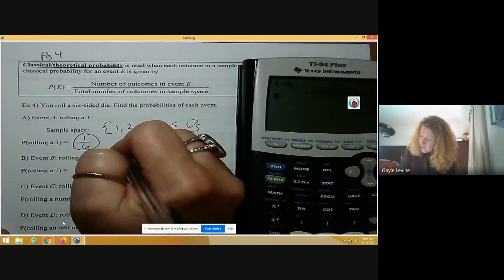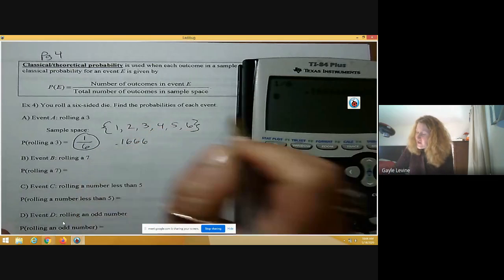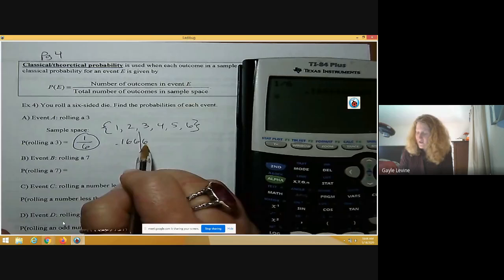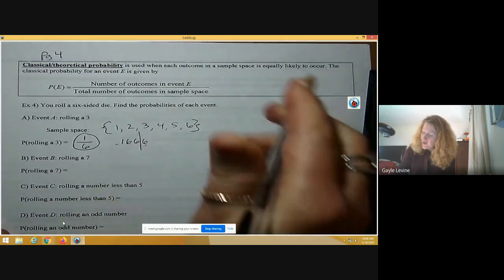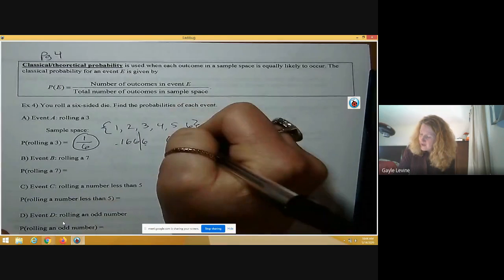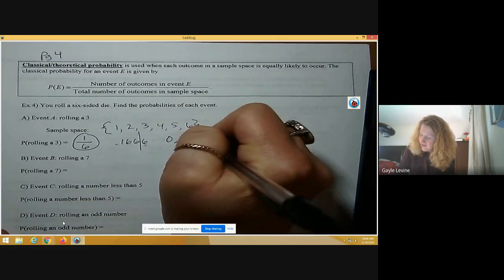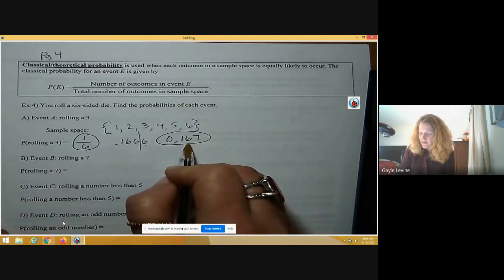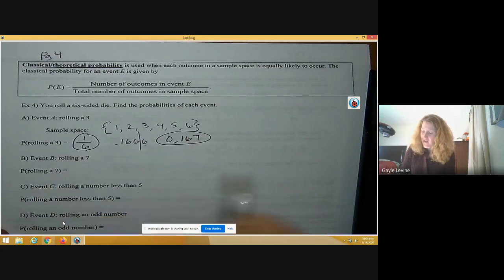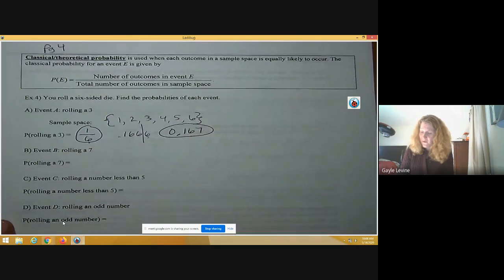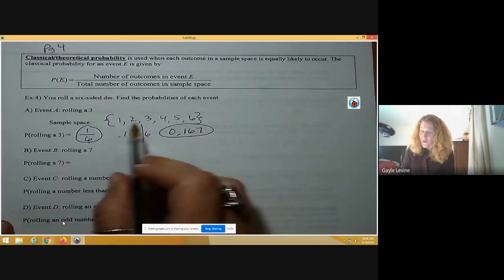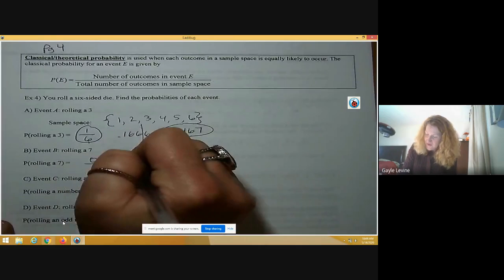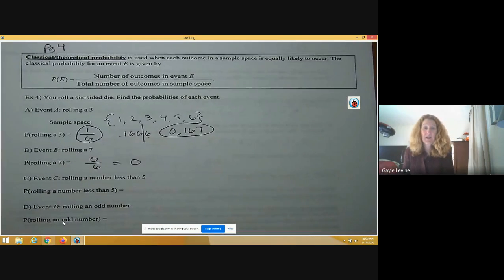So I have 0.1666. So the next number was a 6. So that's going to round this up to a 7. So by 3 decimal places, it'd be 0.167. So this is the exact answer as a fraction. This is the rounded. Okay, event B, what's the probability of rolling a 7? Well, there are no 7s in our outcome, so this is 0 out of 6, which is just 0. It's not likely. It's not going to happen.